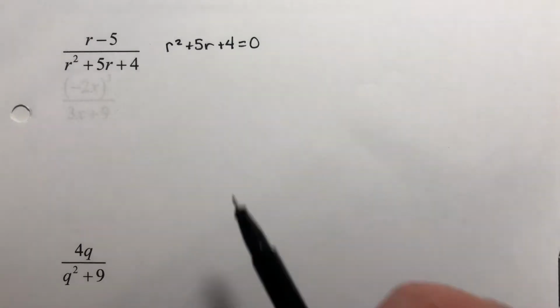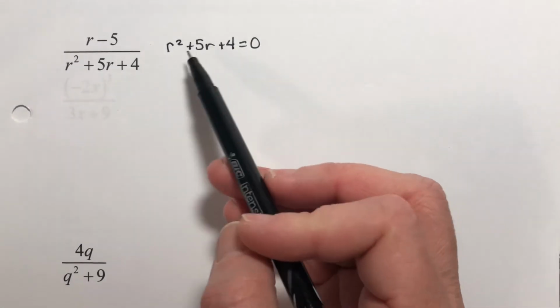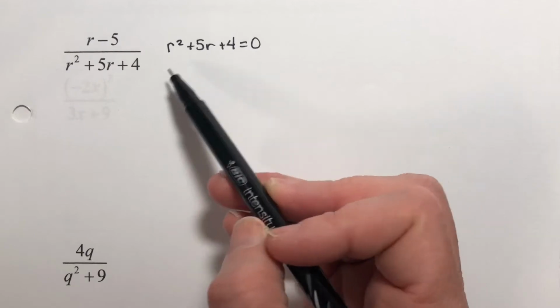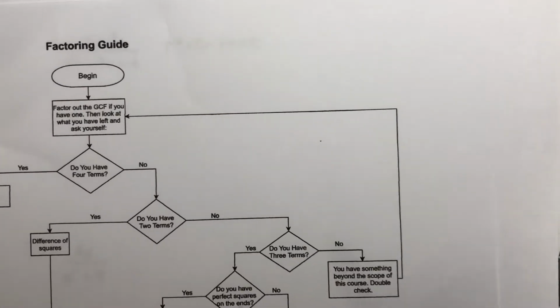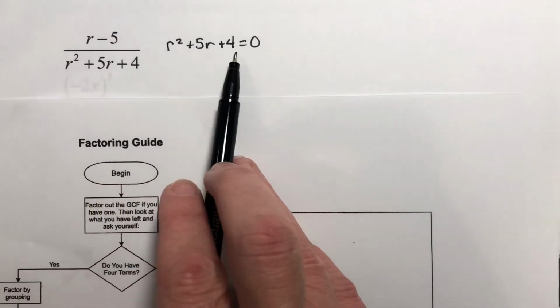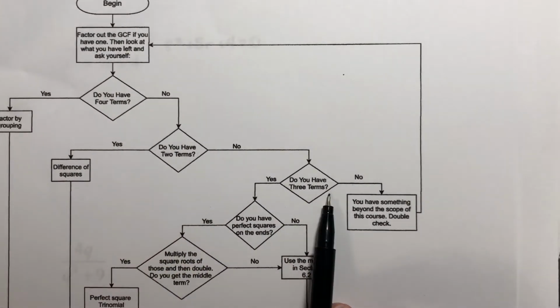And so what we have to do is what we were doing back in the last chapter. We need to factor this, and then we'll set each part equal to 0. So go back to your factoring chart. Do we have a GCF? No. We have 3 terms. Do we have squares on the ends?